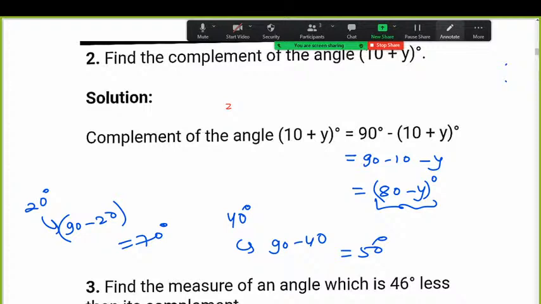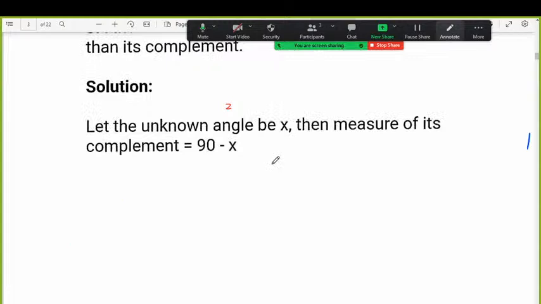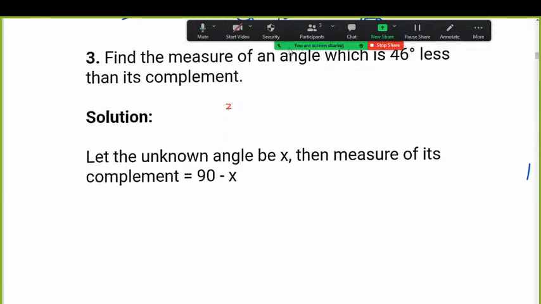Okay. Similarly, one more question is here that's simple to solve but a bit logical. The question is: find the measure of an angle which is 46 degrees less than its complement. 46 degrees less than its complement. Let's say the number is x. If I assume the number to be x, what happens?